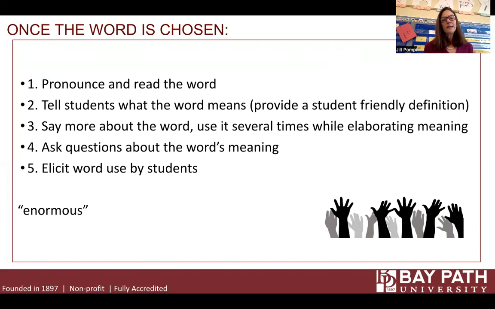And then I'm going to elicit word use by the students. If what I say is enormous, say enormous with your hands stretched out. If not, don't say anything at all. A football field.